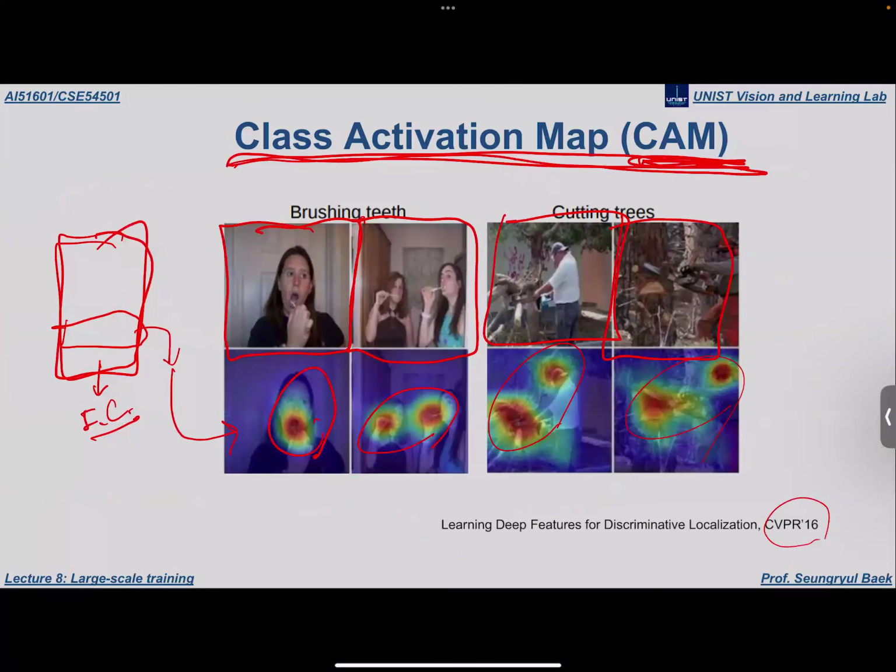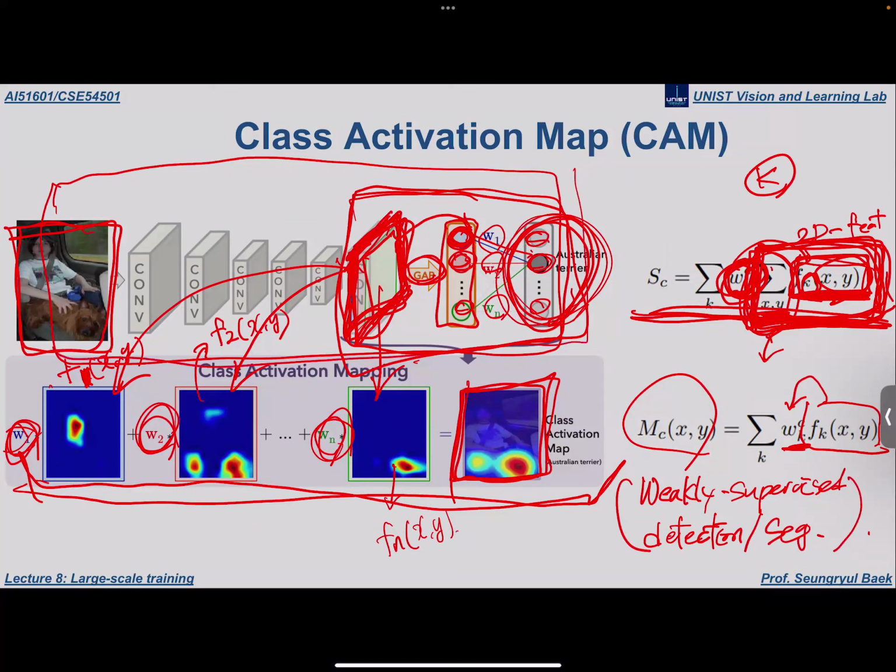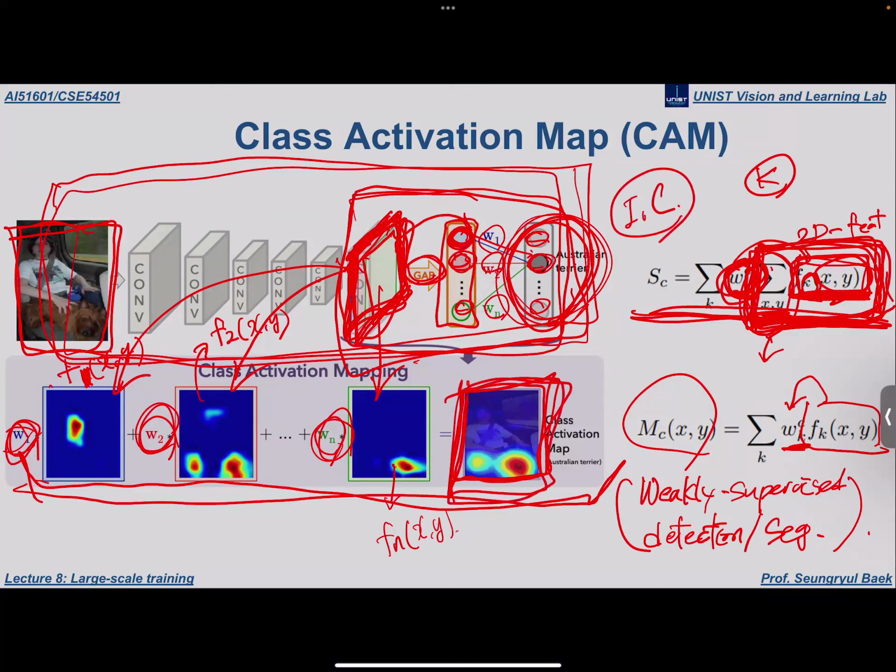And this can be used for weakly supervised detection or segmentation tasks. Previously, these networks are trained for the image classification task using only image-level supervision, but they are somehow capturing the object locations. And now they can be transferred to object detection or segmentation tasks. In that sense, they can be frequently used for weakly supervised detection or segmentation tasks.